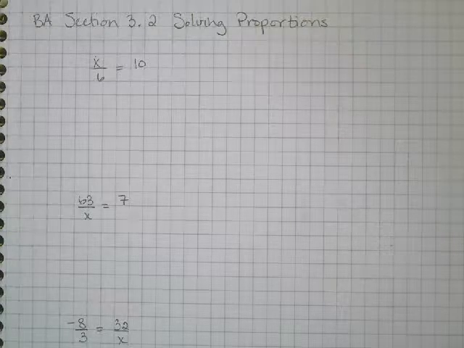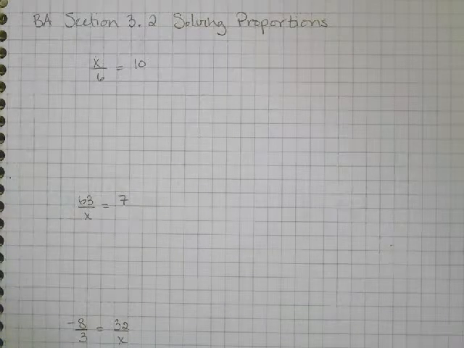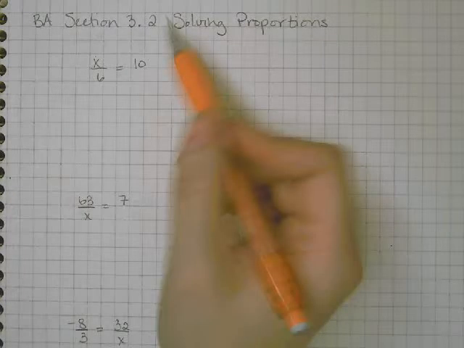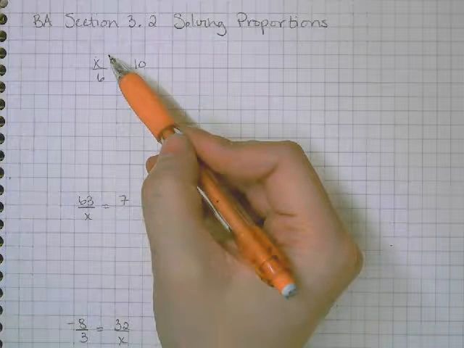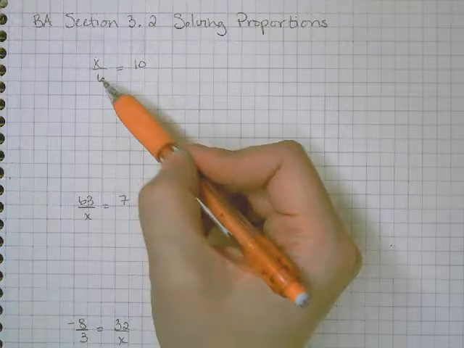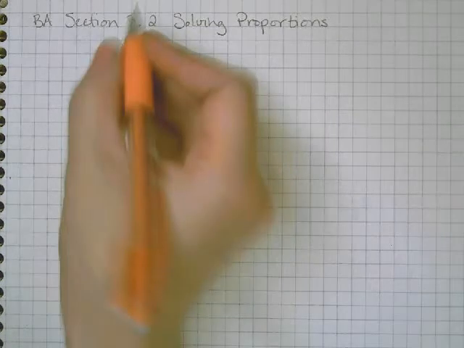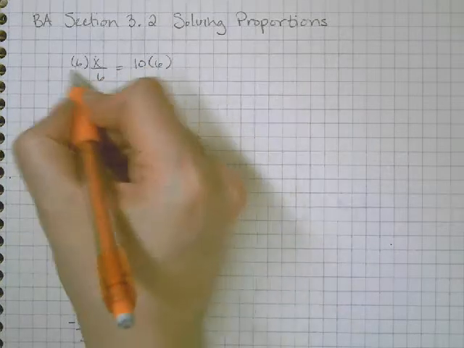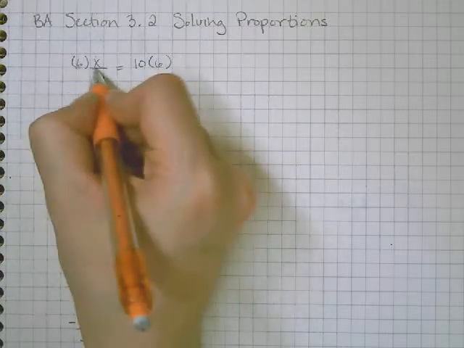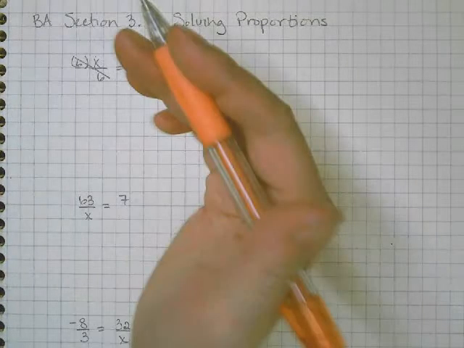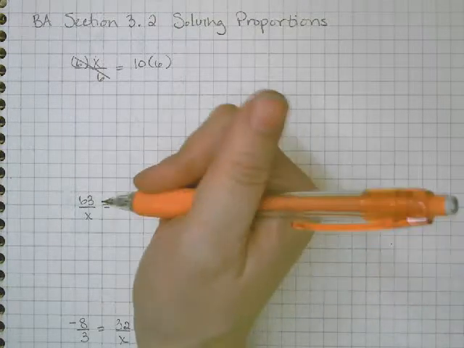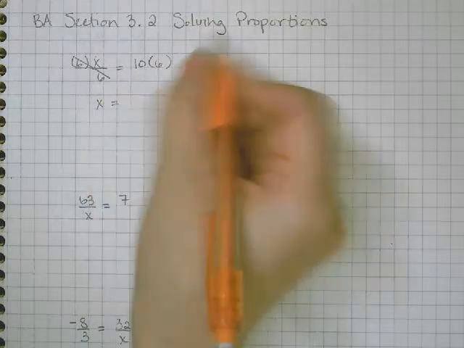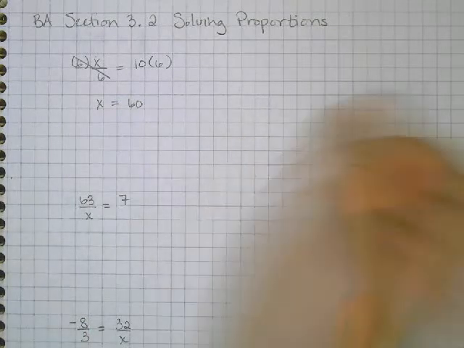In order to start this one, I want to remind you of how we solve fractions when we're trying to get rid of a denominator. First of all, keep in mind that when we have a fraction, it's the top divided by the bottom. And to undo division, we multiply. So if we multiply both sides by 6, what we have here is 6 divided by 6, which divides out to equal 1, and then we have 1x, which is what we want. So what we're left with on this side is x. 10 times 6 gives us 60.